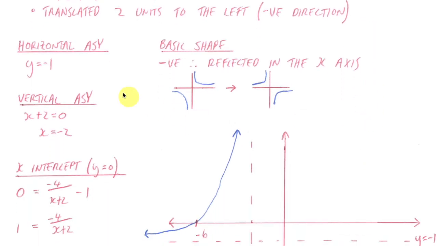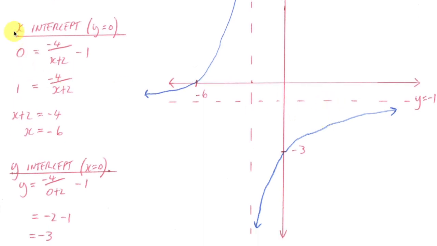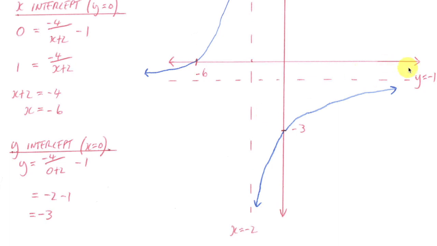Sketching the graph: horizontal asymptote, vertical asymptote, basic shape, and this is really important. We've got a negative value, so we're reflected in the x-axis, so this shape will now become that shape. My steps: x-intercept, make y equaling 0. Y-intercept, make x equaling 0. So I draw up a Cartesian plane. I put in my asymptotes, so that's x equaling negative 2 and y equaling negative 1. I put in my intercepts, and then I draw the basic shape. Remember that it has been reflected about.